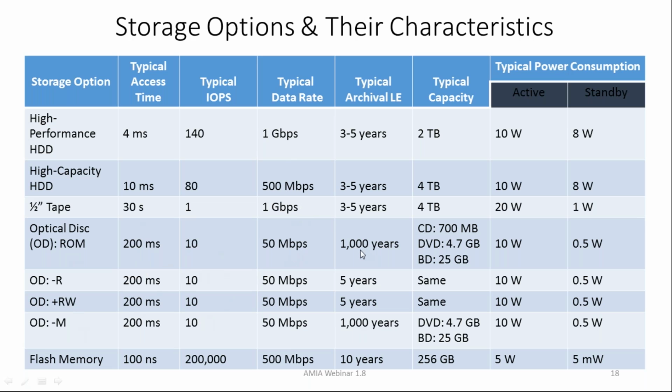The archival lifetime of this we've talked about before, 1,000 years for the ROM version, about 5 years for the -R and the +RW. And by the way, about 5 years also for the +R format. The -M, about 1,000 years. The typical capacity we've talked about before, 700 meg for CD, 4.7 gig for DVD, 25 gig for Blu-ray. And then, of course, these are the same for these formats, whether it's CD, DVD, or Blu-ray disc. Same for the M-disc.